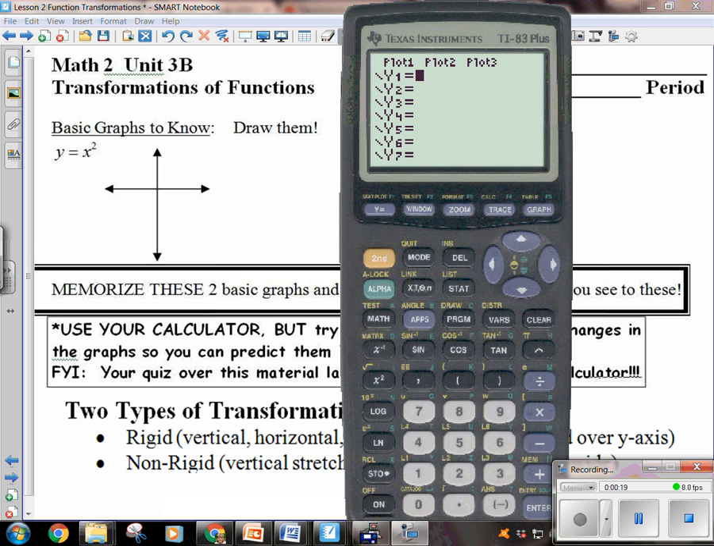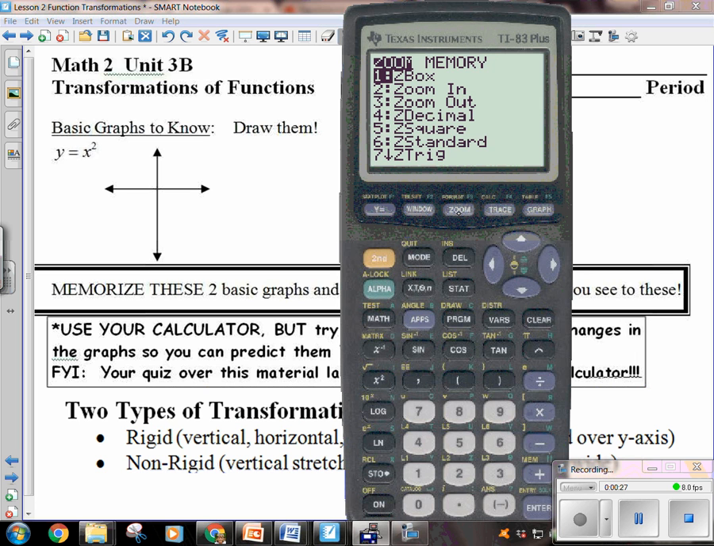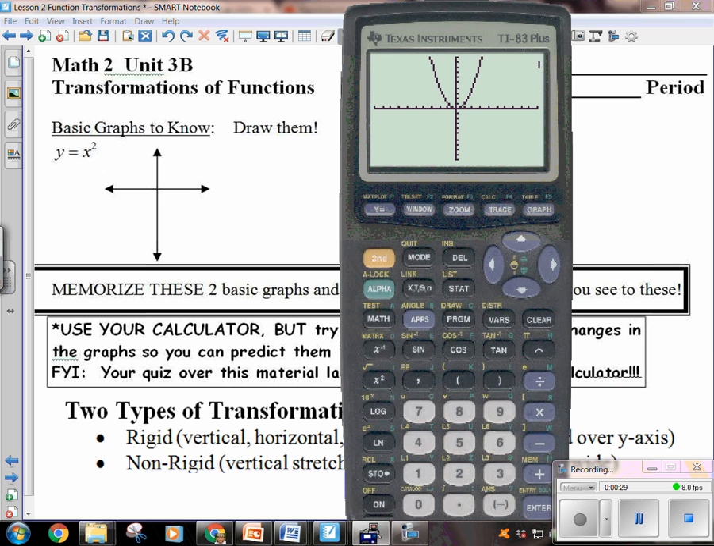The shortcut key for x is up here next to the alpha key, and then the square key is over here above the word log. So that's x squared. And if you do zoom 6 so that you're looking at it on a standard window, it looks like a U-shaped graph.